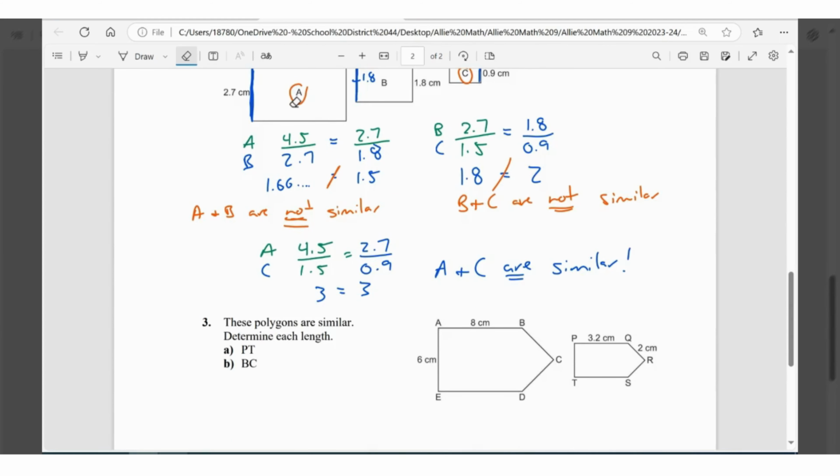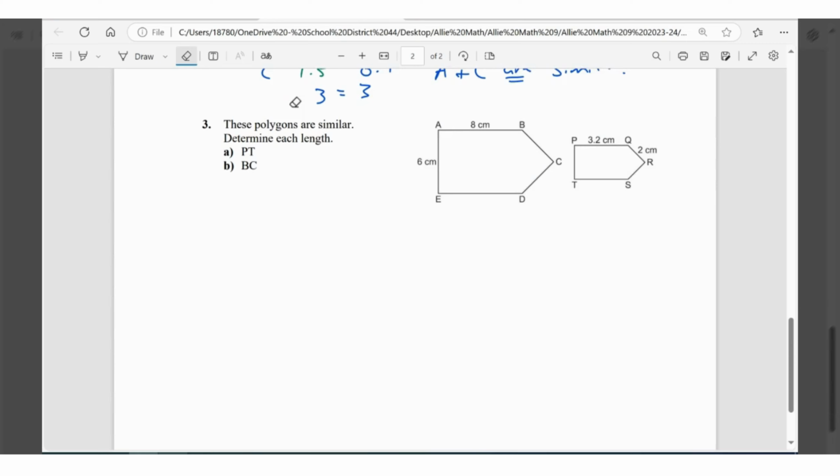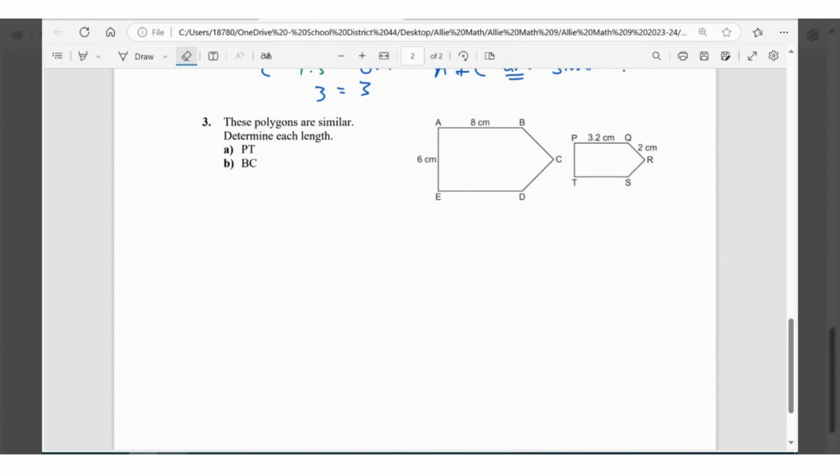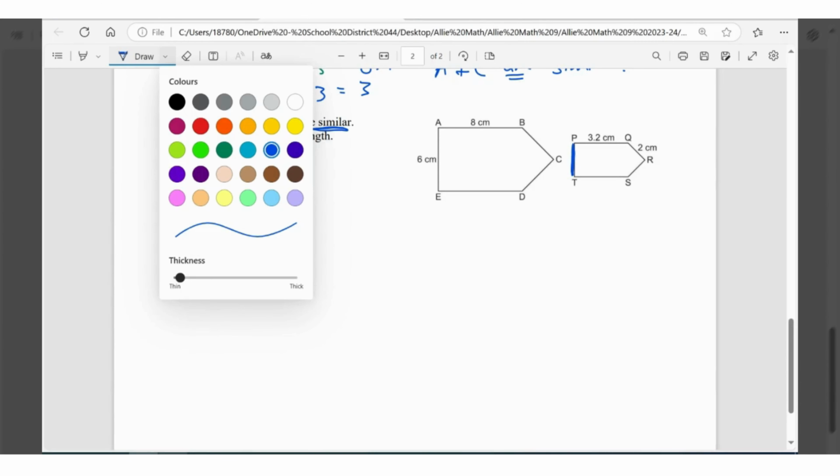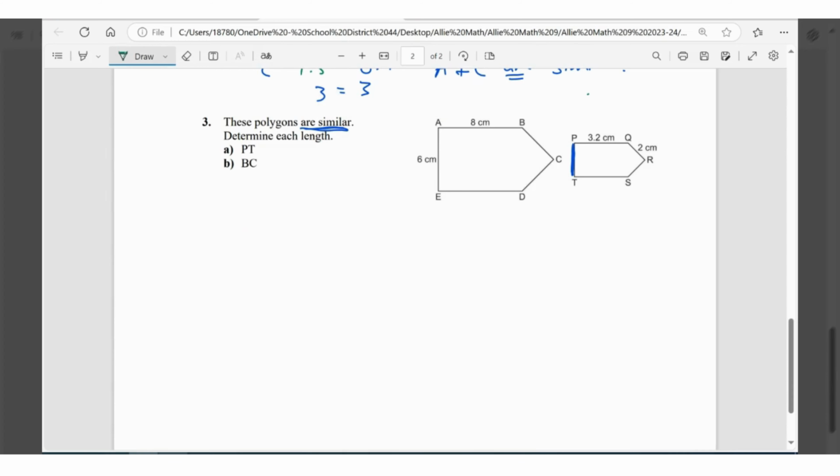So let's do our last one together. These polygons are similar. Okay, so they gave us this piece of information. They said they are similar. So what we can assume about them is that their angles are the same and their sides are proportionate. That is embedded within that word similar, and we can safely assume that. So determine each length. They want us to determine PT, so this side right here. And they want us to determine BC, this side right here.